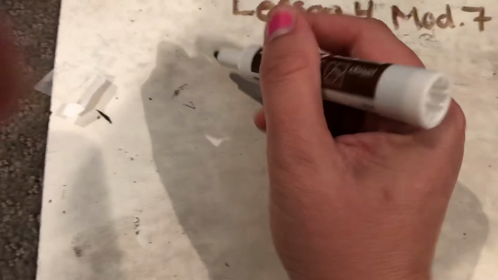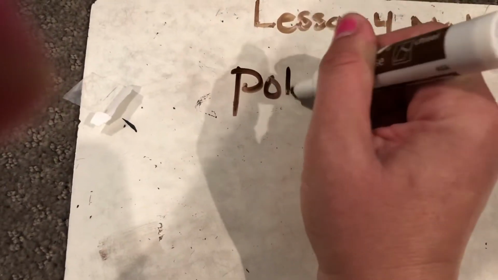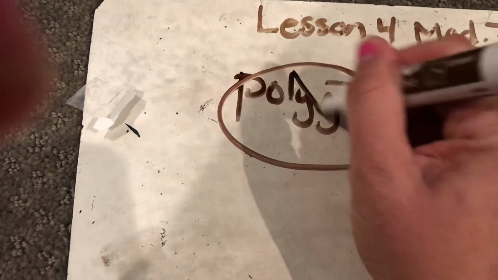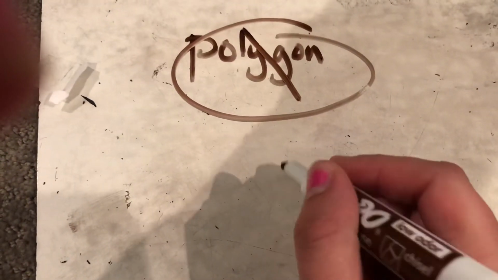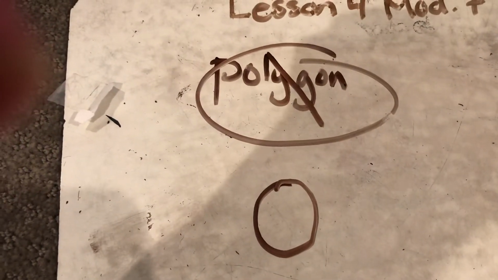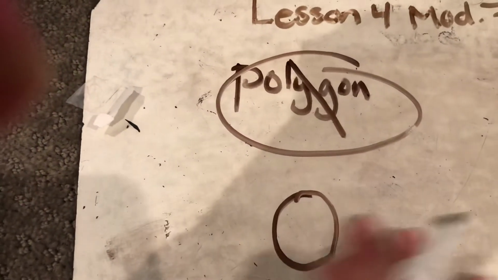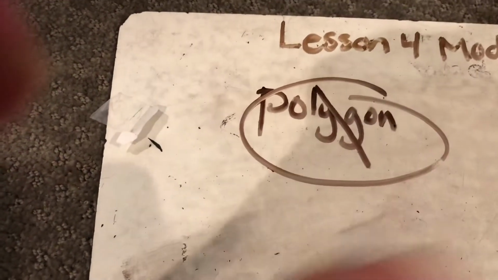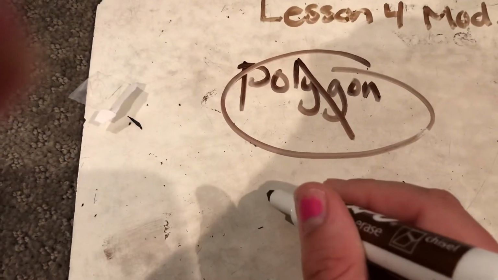What's not a polygon, I'm going to show you. I'm going to draw some non-examples. So a circle is not a polygon. Well, I mean, it could be. Never mind. You know what? Circle is a polygon. Let's strike that.